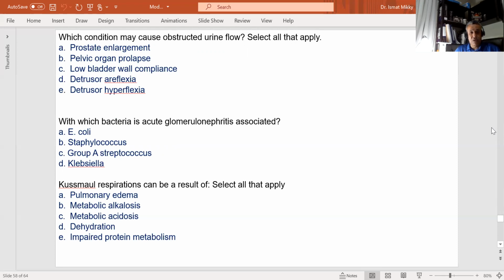So next question, the answer is C, which is group A streptococcus. And this is a very important question. You will see a very similar question in pathophysiology and in adult health, also 2 exams. The glomerulonephritis is an inflammation of the glomeruli and is often caused by a streptococcal infection. It usually occurs about 7 to 10 days after the infection.